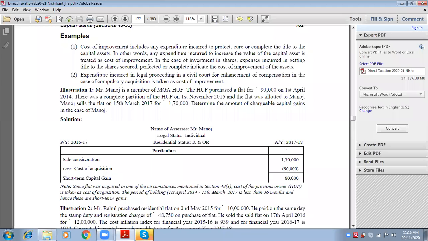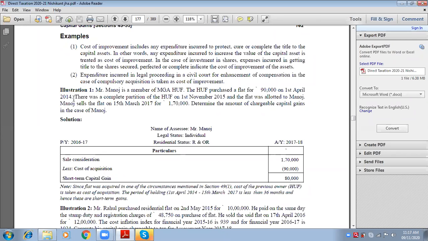So it comes under non-financial assets, and for non-financial assets the holding period is calculated according to 36 months. Only then will we be able to understand whether it is long-term capital gain or short-term capital gain. The holding period has to be calculated according to 36 months, because a flat is house property, a non-financial asset. So HUF means Hindu Undivided Family, purchased a flat for rupees 90,000 on 1st April 2014.